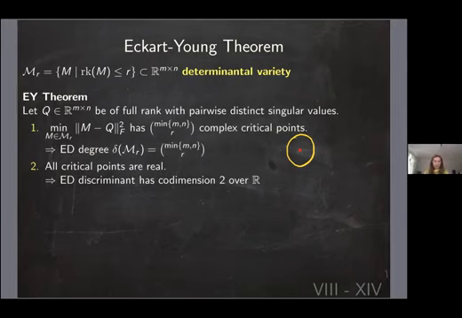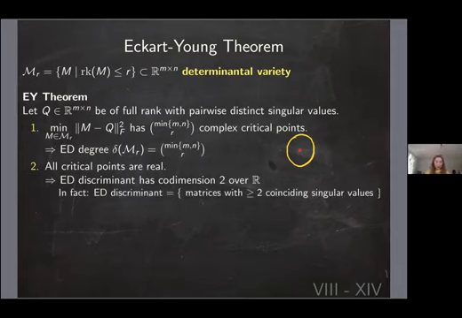Okay, so the ED discriminant is also of codimension 2 in the circle case, as it is for these determinantal varieties. In fact, you can also see what it is: matrices with coinciding singular values.